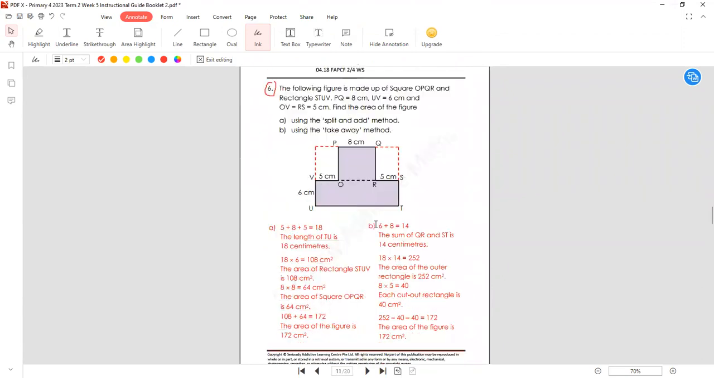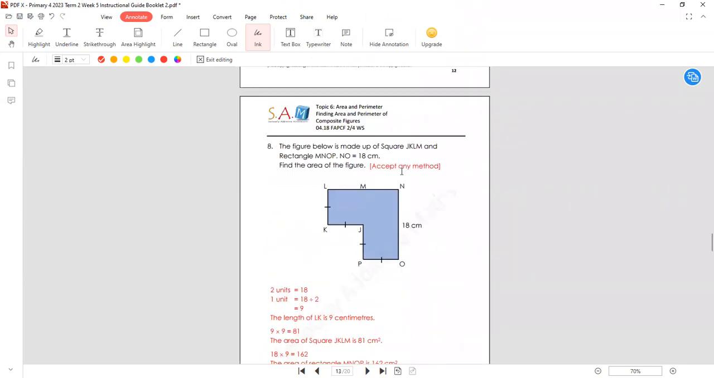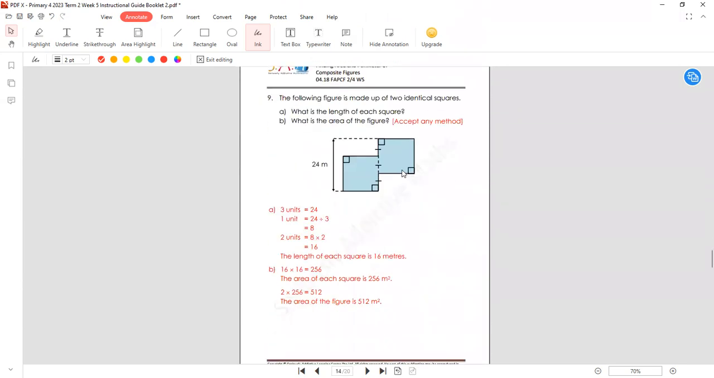All right, let's see. We're going to skip quite a lot of these questions and move on to question 6. Demonstrate one way for them, and then you can ask them whether they can do another way. Or you can ask in class, what would be the best way to do this? Whether it is to do the split and add method, or use a take-away method. Again, I like the take-away method. For all these questions, tell them they can use whatever method, any method they can do. That's fine.